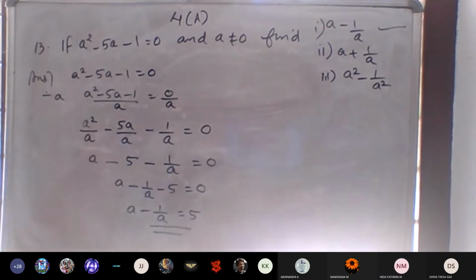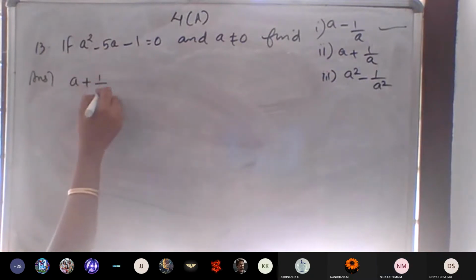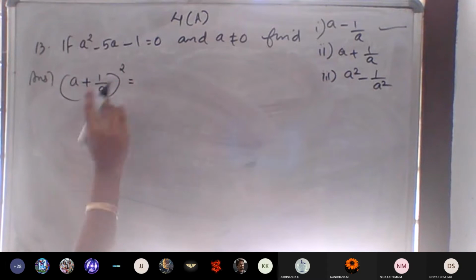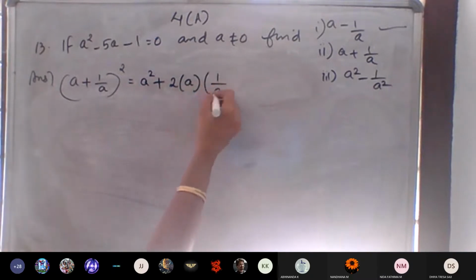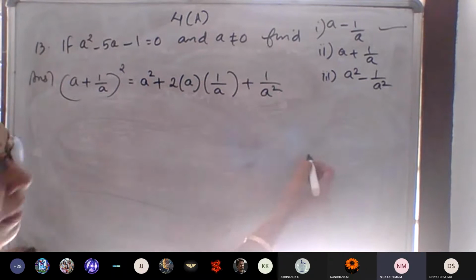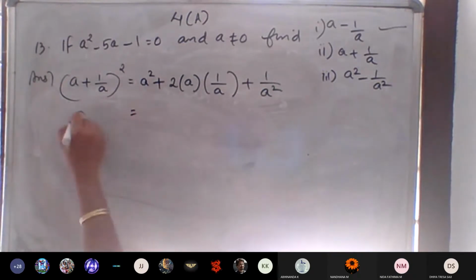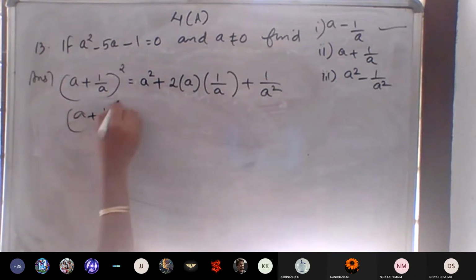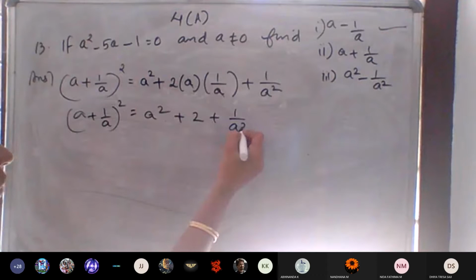If you want to find a plus 1 by a, we have to square it. So just write a plus 1 by a whole square. What is our formula? A plus b whole square is a square plus 2ab plus b square. So here a plus 1 by a, the whole square is equal to a square plus 2 plus 1 by a square, where the a cancels.